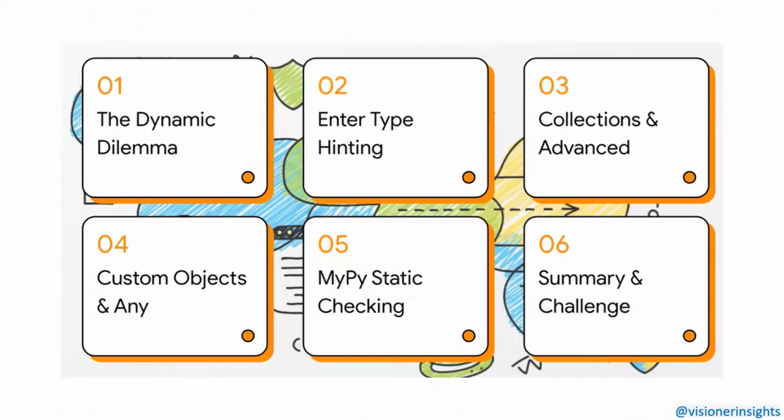Okay, here is our roadmap for today. 1. The dynamic dilemma. 2. Enter type hinting. 3. Collections in advanced. 4. Custom objects in any. 5. Mypy static checking. And finally, 6. Our summary and challenge.